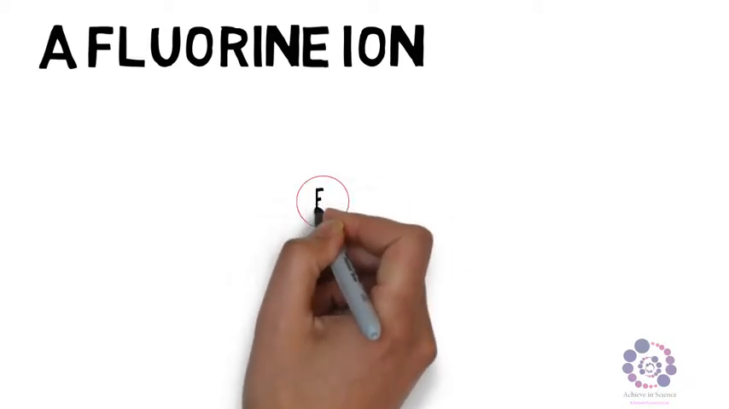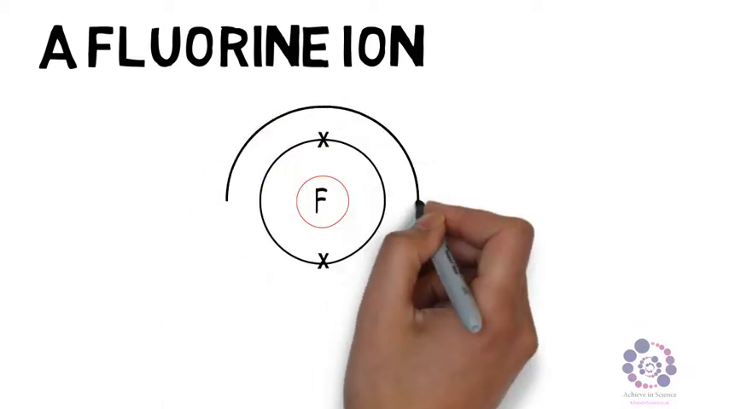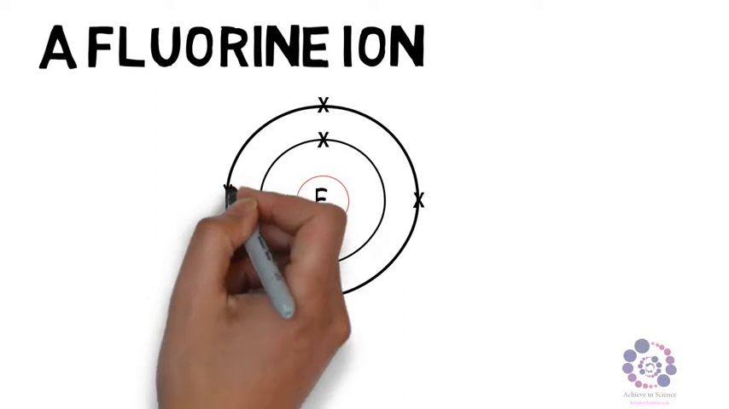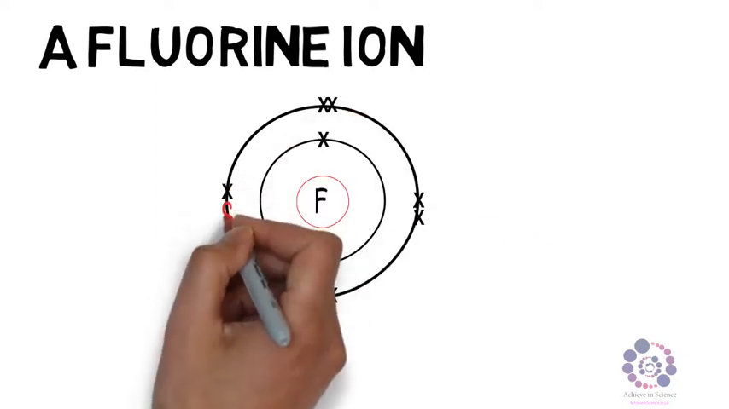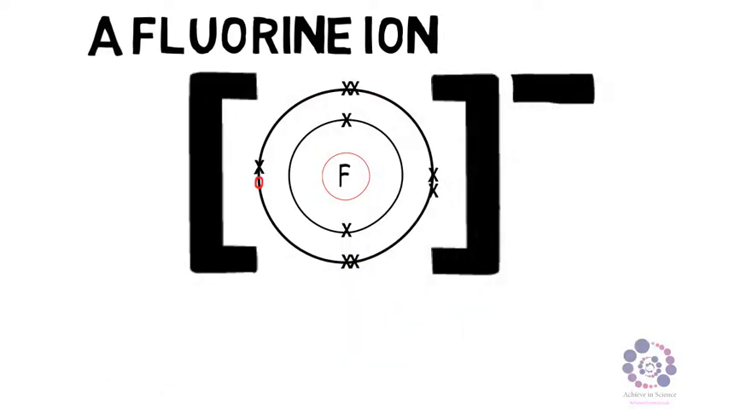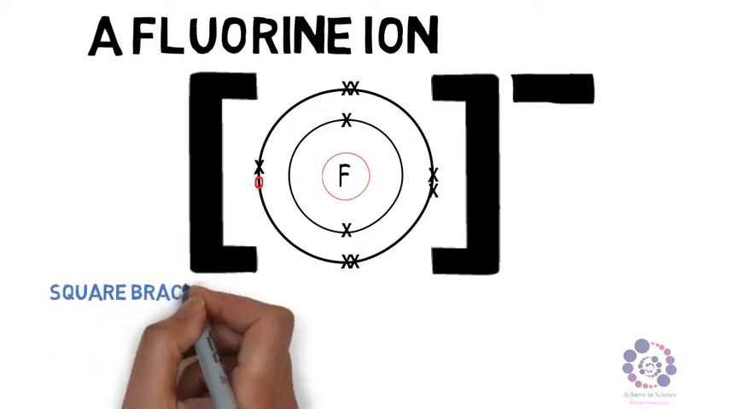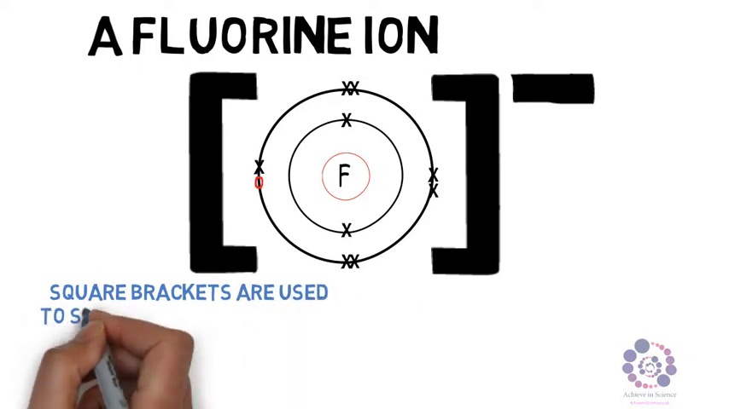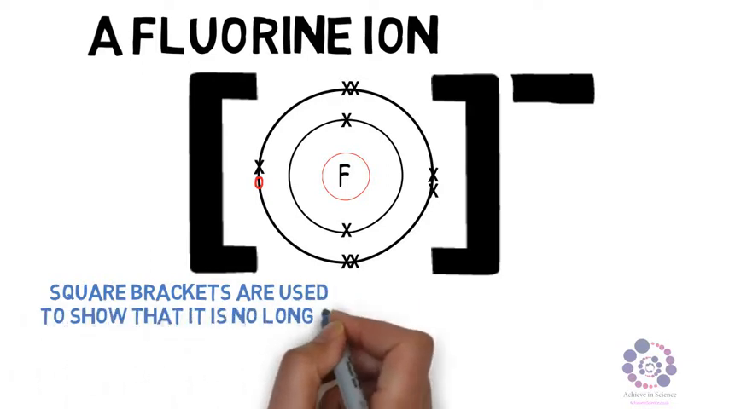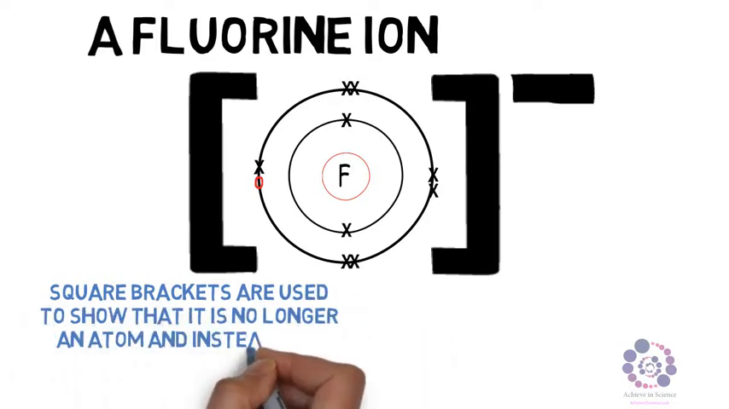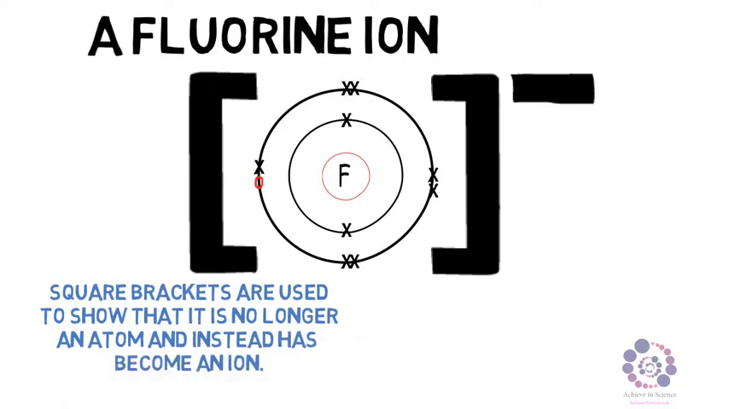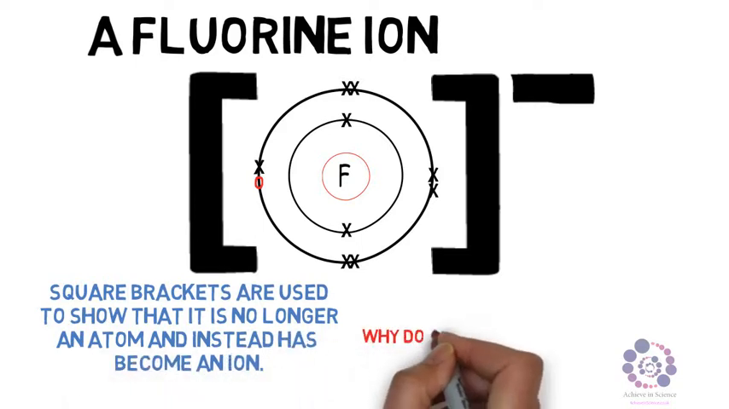Therefore, we can draw a fluorine atom with its 7 electrons in its outermost shell, and we can show that it has gained an electron by using a circle. This is called a dot-cross diagram. In this case, it would form a negative ion, because remember that an electron has a negative charge. Ions are also shown in square brackets, as they are no longer an atom and instead have become an ion.